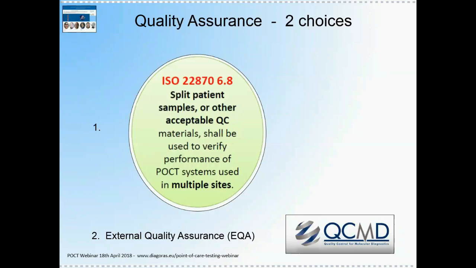Or more usually, external quality assurance, external quality schemes can be implemented using external companies. In this case, I just placed one company here, QCMD, who send blinded samples to laboratories who are members of the scheme. The laboratories process the samples, provide results, and then by looking at the company's website, they can compare their results with anonymized hospitals and healthcare institutes within their region.